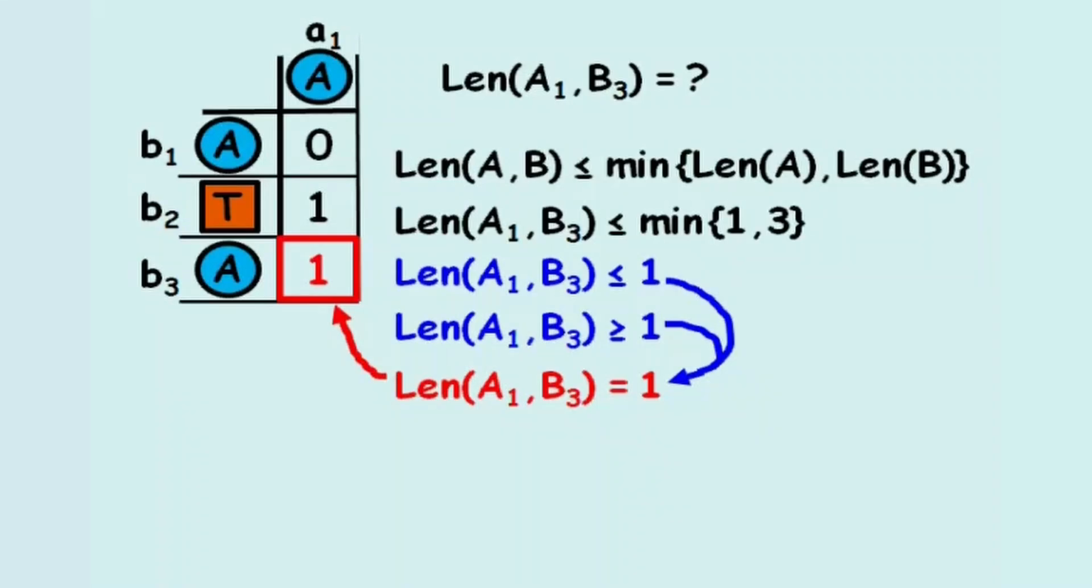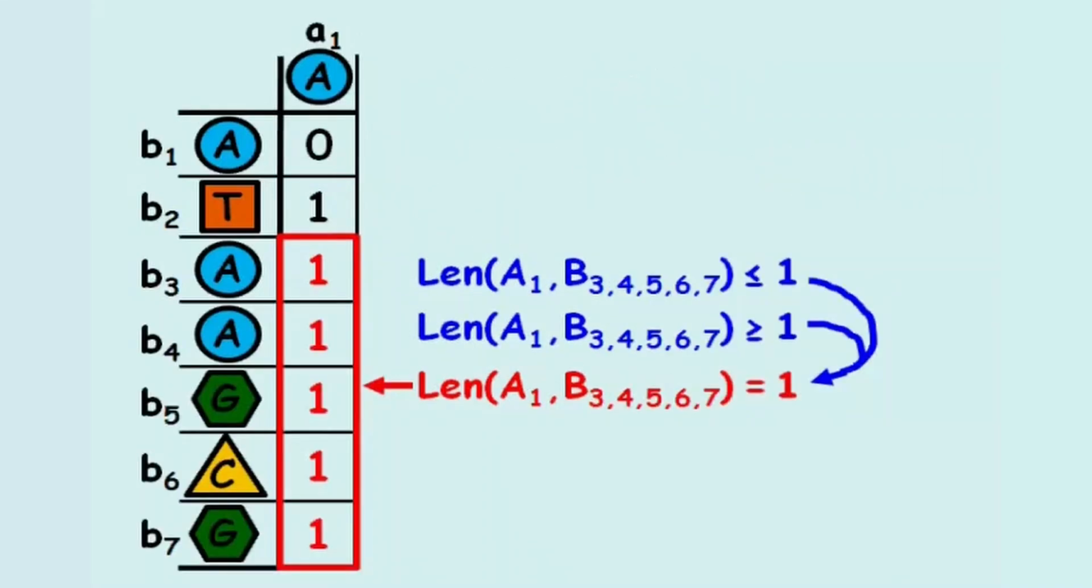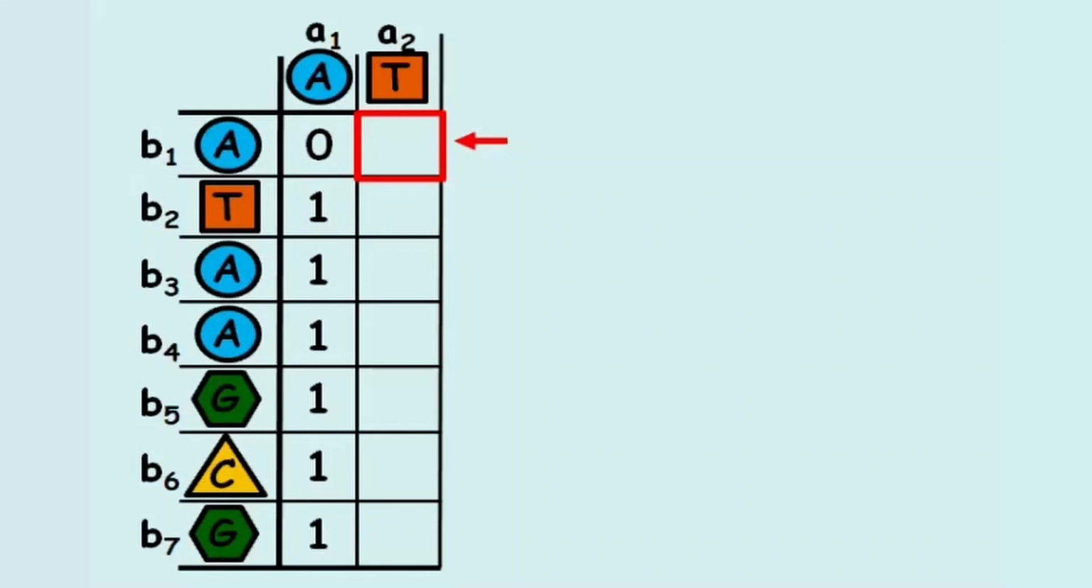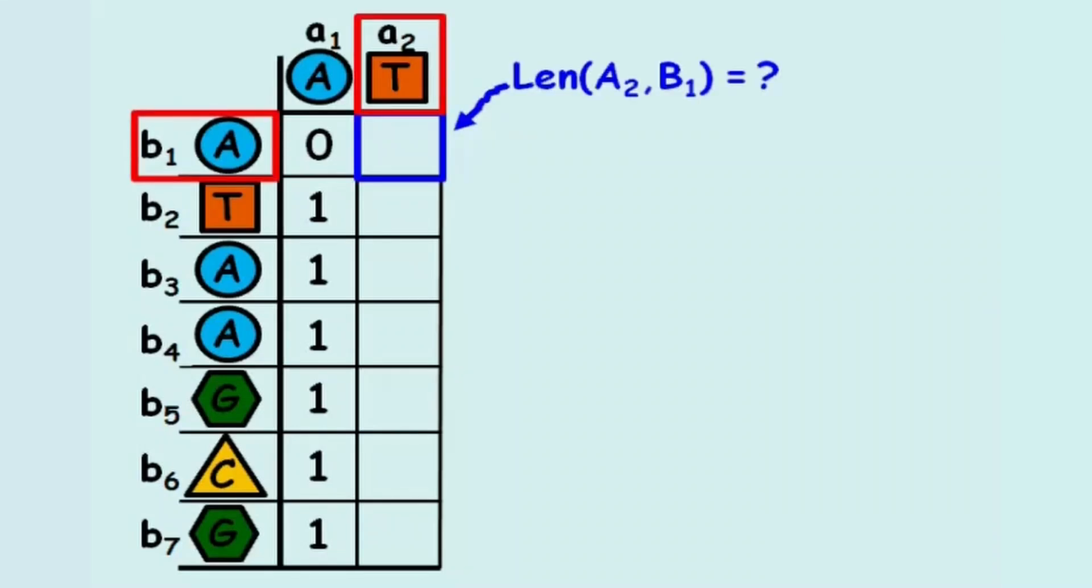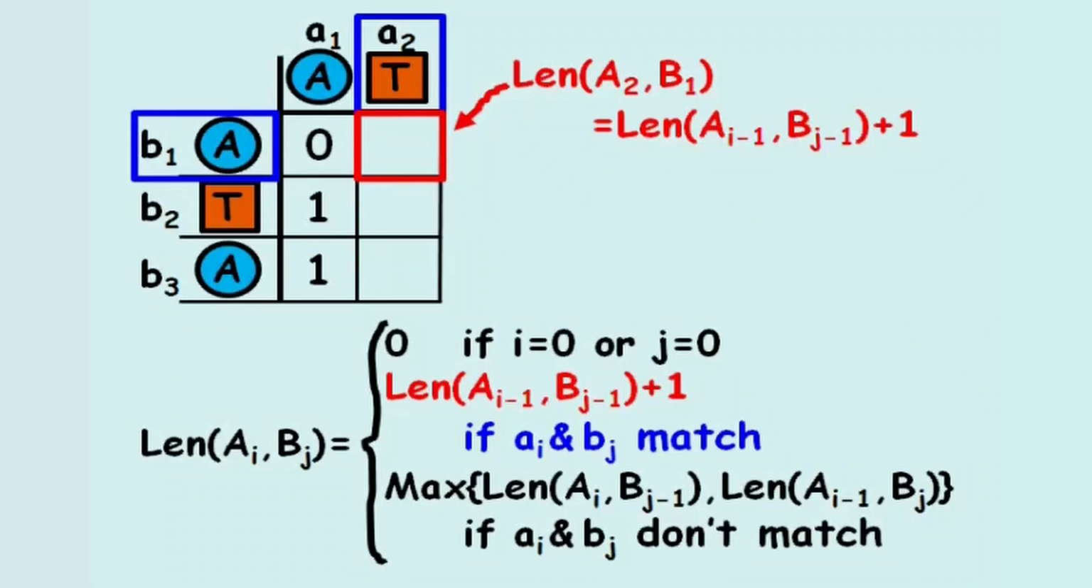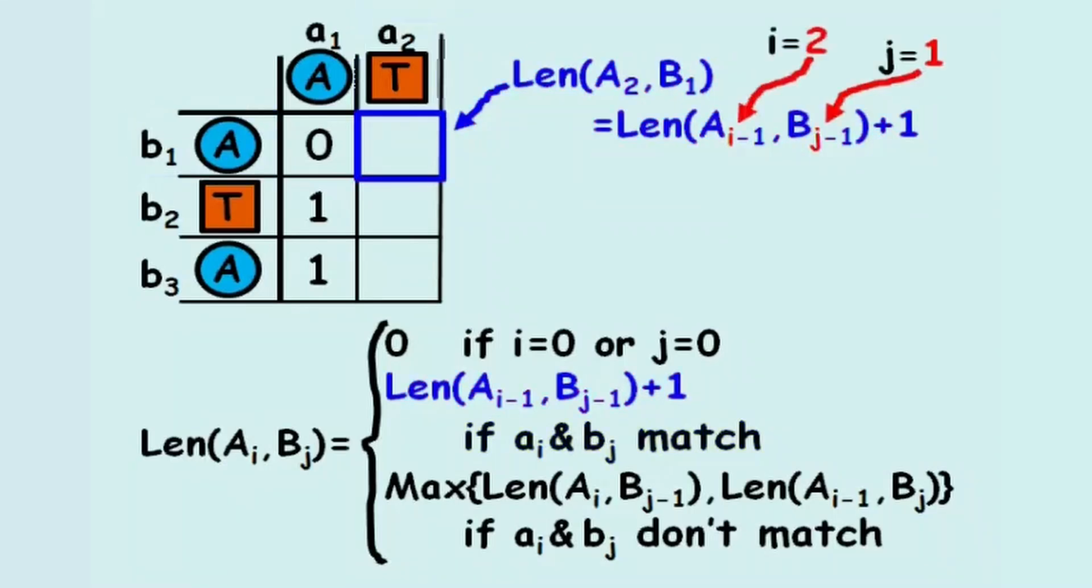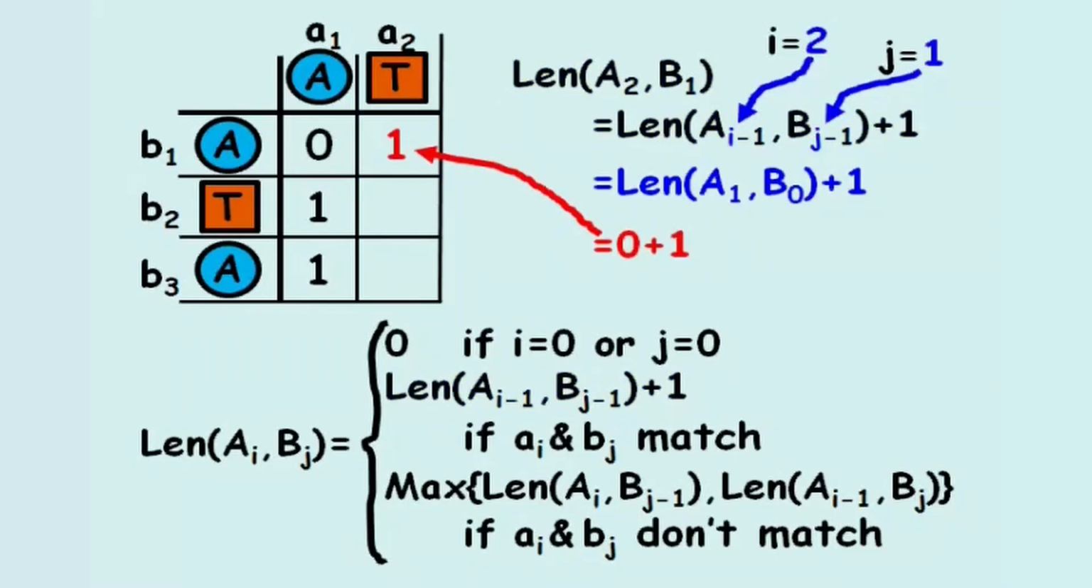For this same reason, all the remaining cells in column A1 equal 1. Next in the algorithm, we'll increment I to equal 2 and start column A2. Since thymine in A2 matches adenine in B1, then the length A2 B1 equals the length A(I-1) B(j-1) plus 1. And after plugging in 2 for I and 1 for j, we add 0 to 1 and get a total matching length of 1.